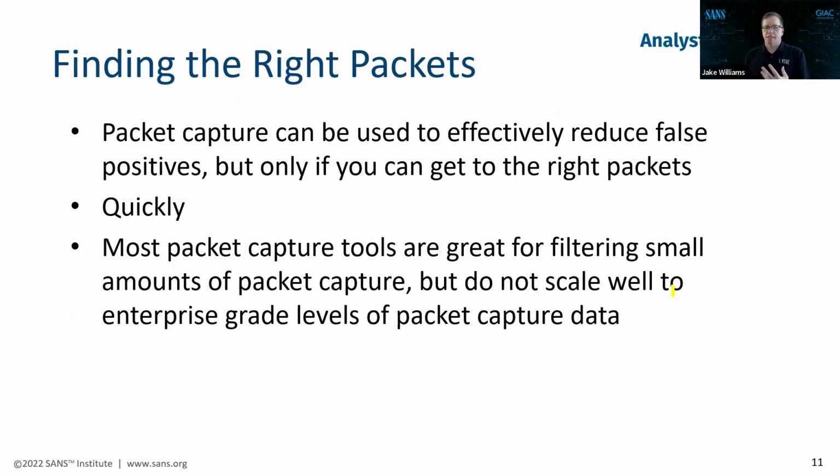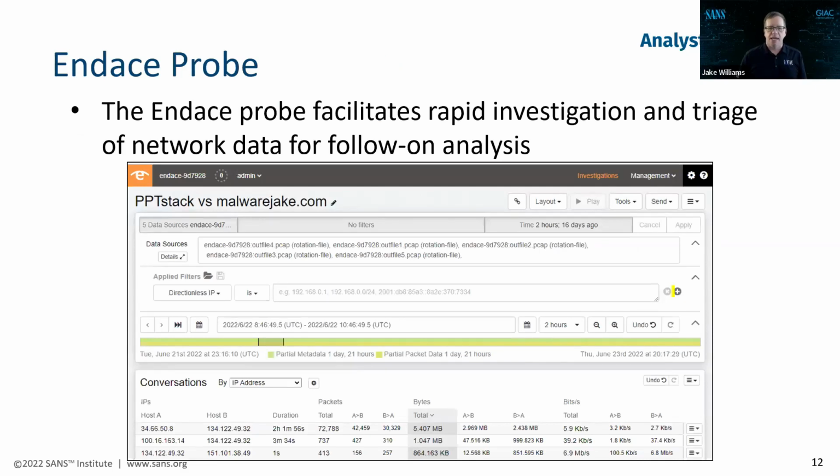Now, when we get into this, it becomes a question of finding the right packets. I'm all about using packet capture to reduce false positives, but this only matters if I can get to the packets quickly. If you haven't tried to filter through gigabytes and gigabytes of packet capture data in Wireshark before, it is a slow process. And this is a spot where I'm going to introduce the Endace probe and what we call Endace Vision. Endace Vision allows us to go in and filter quickly and make very fast first pass cuts, so that we can then load data into Wireshark for deeper analysis, but only the data that we actually care about.